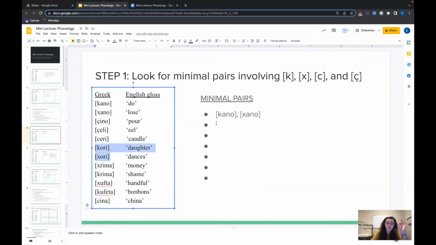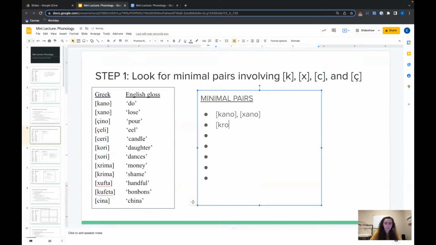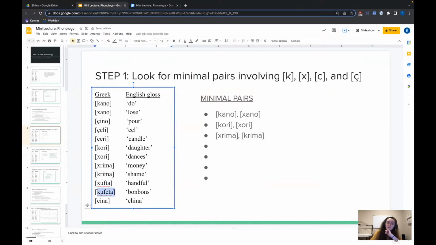And then we have another minimal pair here, for the words that mean daughter and dances. And then we have another one with the words that mean money and shame. And then this doesn't match anything else as a minimal pair, and this doesn't, and this does not. So these are the only three minimal pairs that we can find.